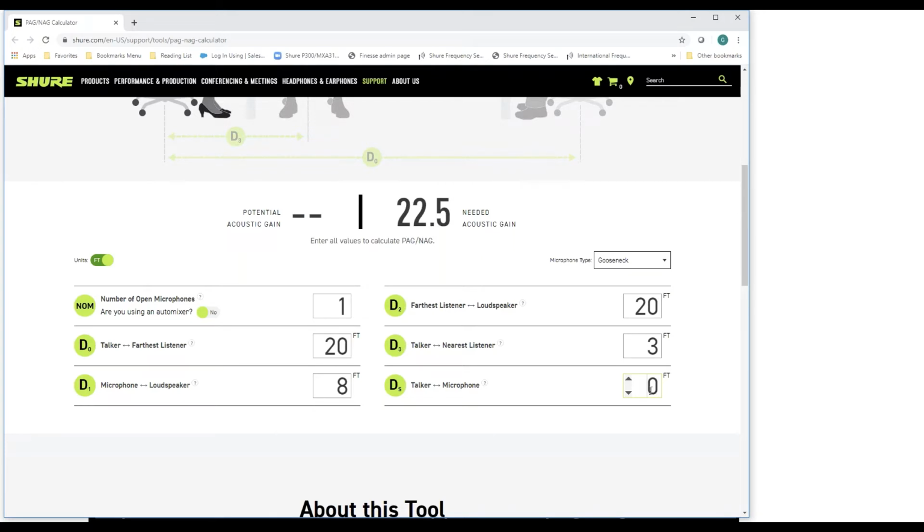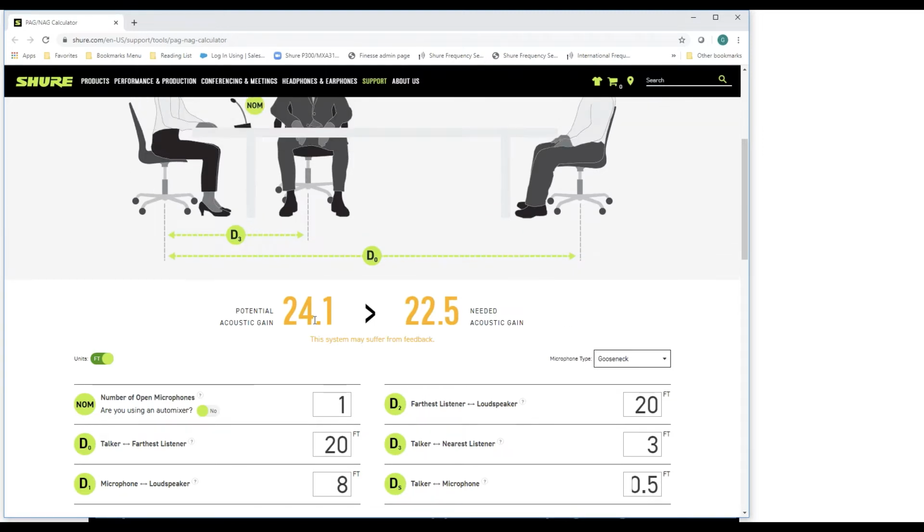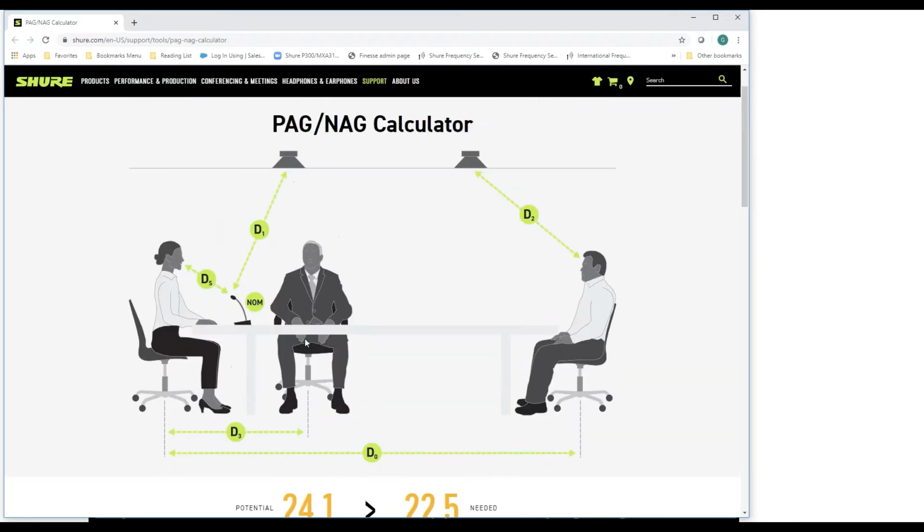Thank you. No worries. Let's try 0.5. There we go. Hey, that's better. Although the values here didn't change, so that might have actually been a glitch in the programming there, possibly, because we're still seeing potential acoustic gain where we want it. So thank you for pointing that out. It should be 0.5 or 6 inches. Let's call it that, right?